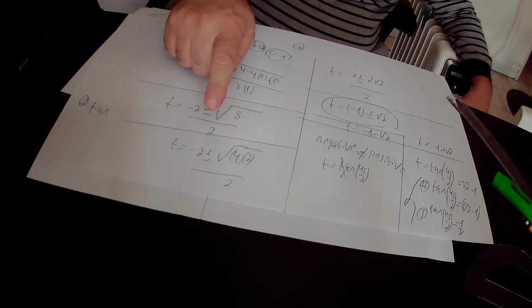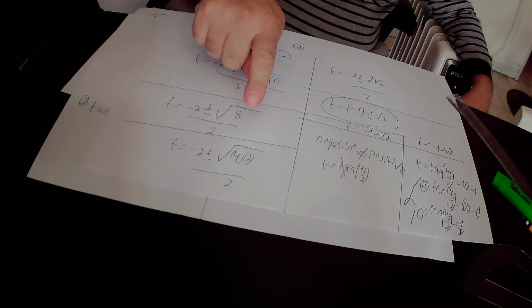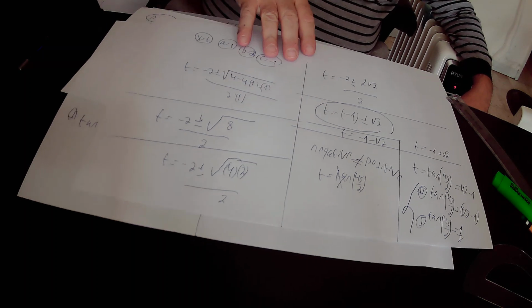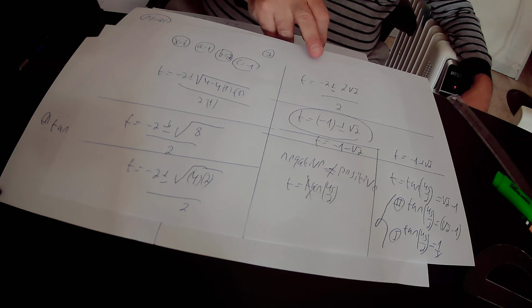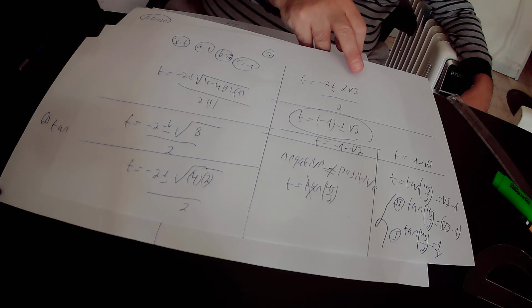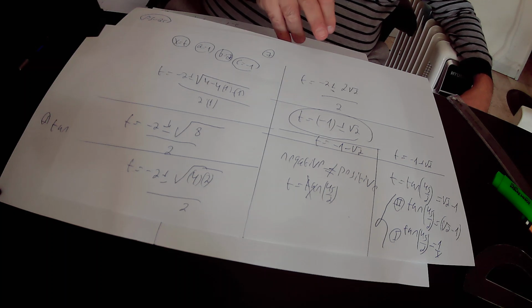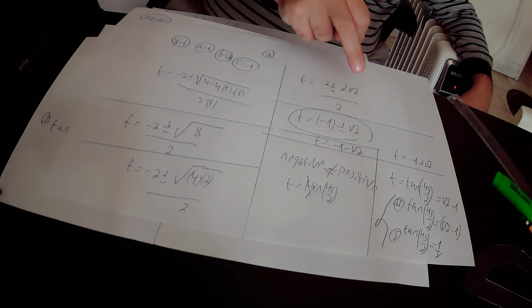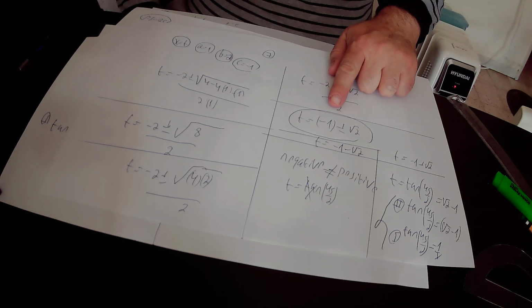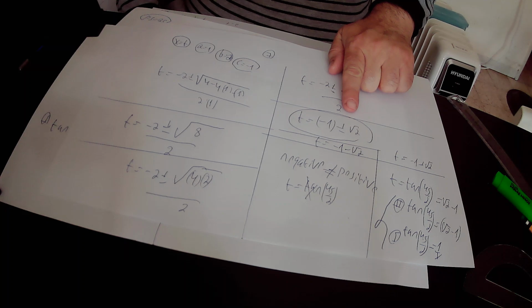So t equals minus 2 plus minus the square root of 8, which is 4 times 2, over 2. And the square root of 4 is 2, so inside the root we are left only with 2. So in conclusion, t equals minus 2 plus minus 2 times the square root of 2. Here we have two solutions, but we divided the equation by 2. So t equals minus 2 over 2, which is minus 1, plus minus 2 over 2, which is 1, so in total this expression equals the square root of 2. In conclusion, t equals minus 1 plus minus the square root of 2.